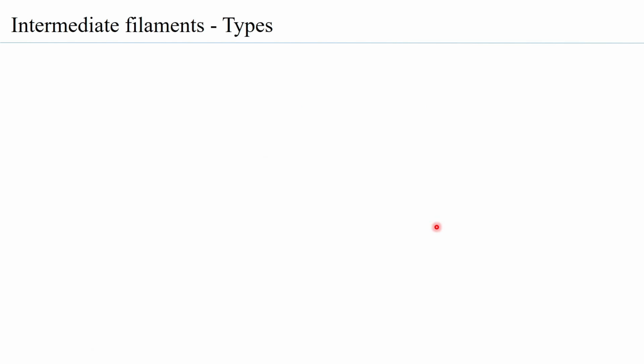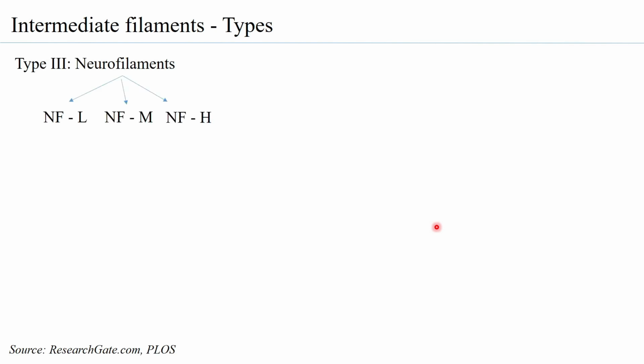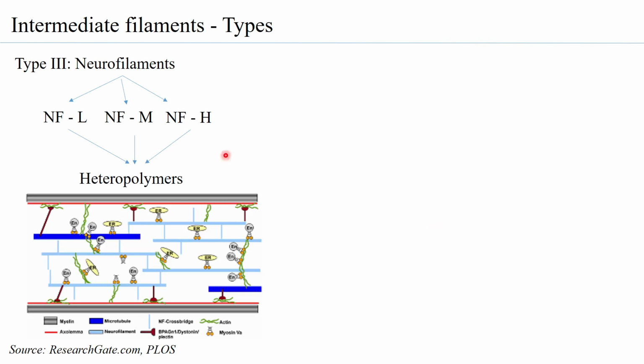Now we go to the second type. The second type is what is called the neurofilaments. Again, for neurofilaments there are three types: NFL, NFM, and NFH. These three can combine with each other to give rise to heteropolymers. So, as the word suggests, neurofilaments have been found to be present in neurons, especially in the axon region.